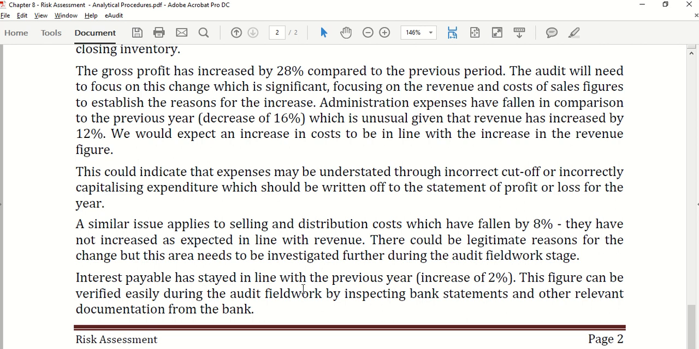Interest payable has stayed in line with the previous year, increased only by 2%. This figure can be verified easily during the audit fieldwork by inspecting bank statements and other relevant documentation from the bank, right? It's easy, so nothing to panic over the interest expense because it seems to be fairly presented in the financial statements. That can be verified by checking the bank statement, right? Likewise, you can identify what are the areas that you want to focus on, right?